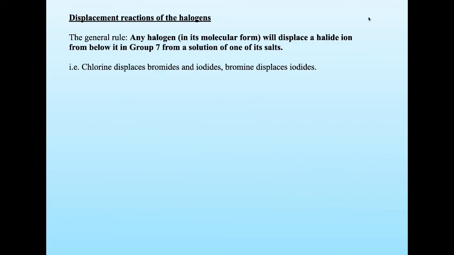Okay, so displacement reactions of the halogens. Classic reactions that the halogens display. So this is a rule to remember. Any halogen in its molecular form will displace a halide ion from below it in group 7 from a solution of one of its salts. So the more reactive halogen will displace the less reactive halide from its salts. So chlorine displaces bromides and iodides, and bromine displaces iodides.